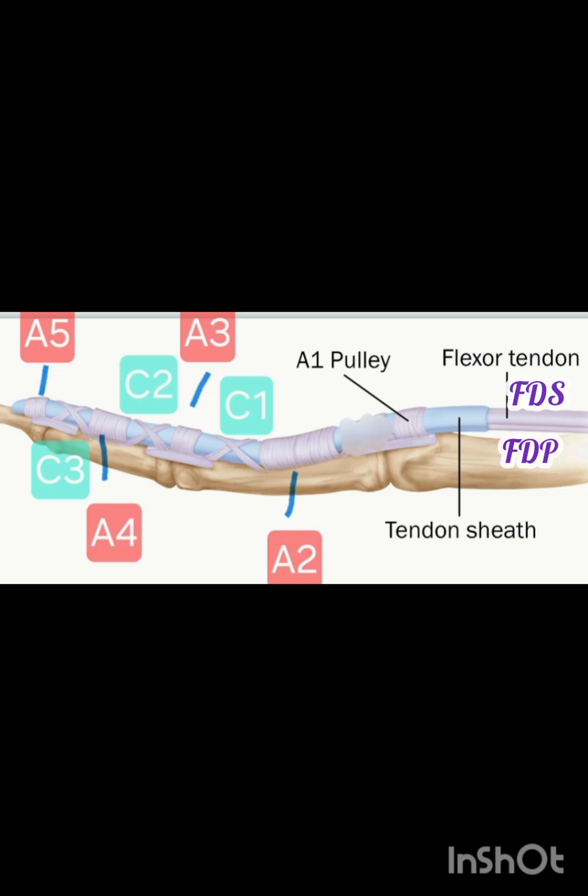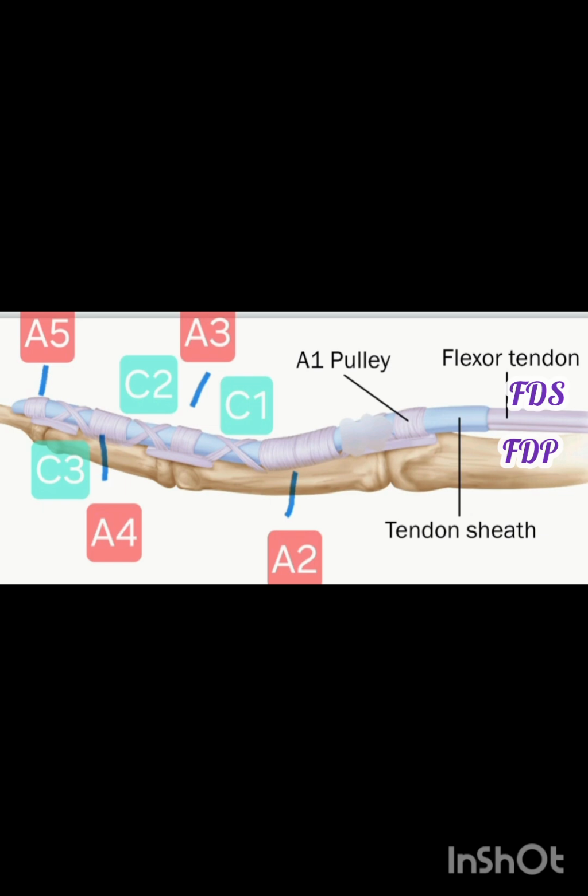Now over it there are rings, if you can see, where A1 pulley is written. There are 5 pulleys: A1 pulley, A2 pulley, A3 pulley, A4 pulley, and A5 pulley, which help in keeping this tendon and the sheath attached to the bone. If there were no pulleys, then this tendon would not stick to the bone, which is very essential. And in between there are more pulleys, that is C1 pulley, C2 pulley, and C3. A means annular pulley and C means cruciate pulleys.